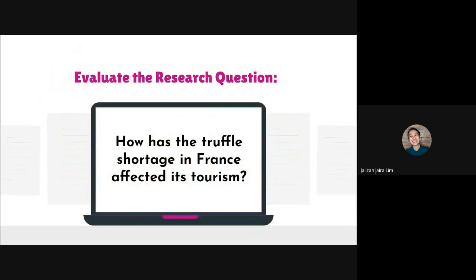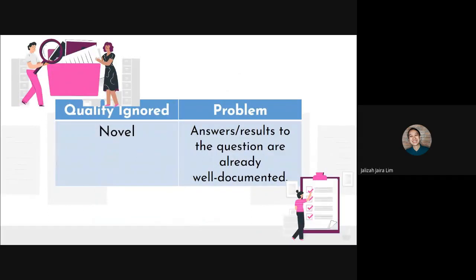Up next, we have here, how has the truffle shortage in France affected its tourism? After you've heard my horrible French accent, kindly pause the video as you think about it. Pause. Now, after you unpause it, it's not exactly novel, and this particular problem has been well documented. It's like not having enough mangoes in Cebu. Can you imagine that? A mango-less Cebu?